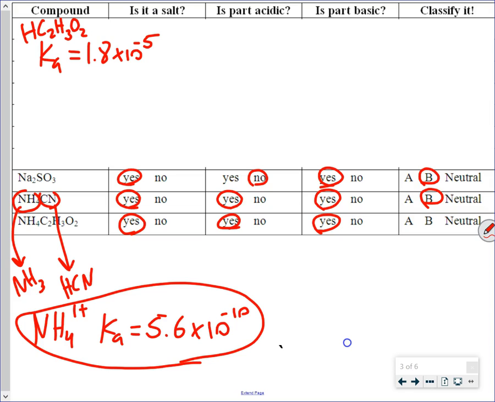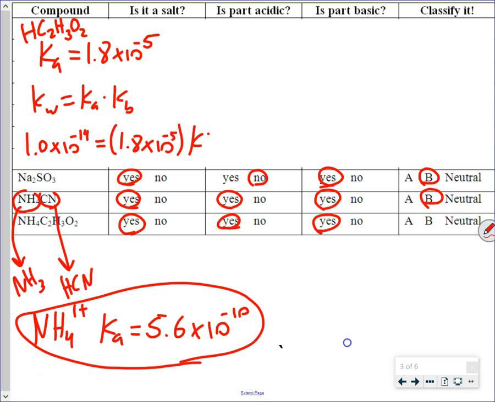We have our expression, Kw equals Ka times Kb. We know Kw is a constant. We can plug that in, and we can solve for Kb. We solve Kb for acetate, and what do we find? It equals 5.6 times 10 to the negative 10. And this again is for acetate.